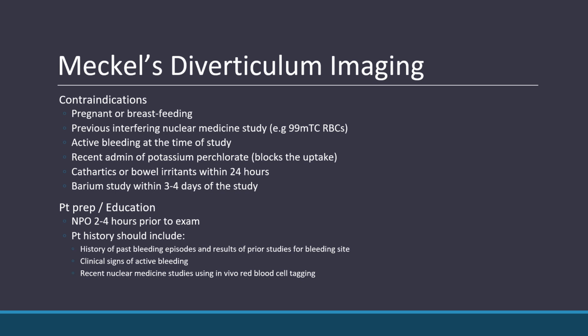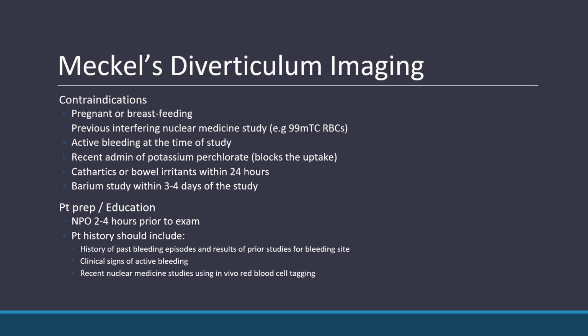If the patient is actively experiencing a GI bleed, then the GI bleed study would be the most appropriate test rather than a Meckel's. Any recent administration of potassium perchlorate will block the uptake of the radiopharmaceutical into the gastric mucosa. And then cathartics or bowel irritants within 24 hours could lead to a false positive. And then barium studies within 3 to 4 days of the study.